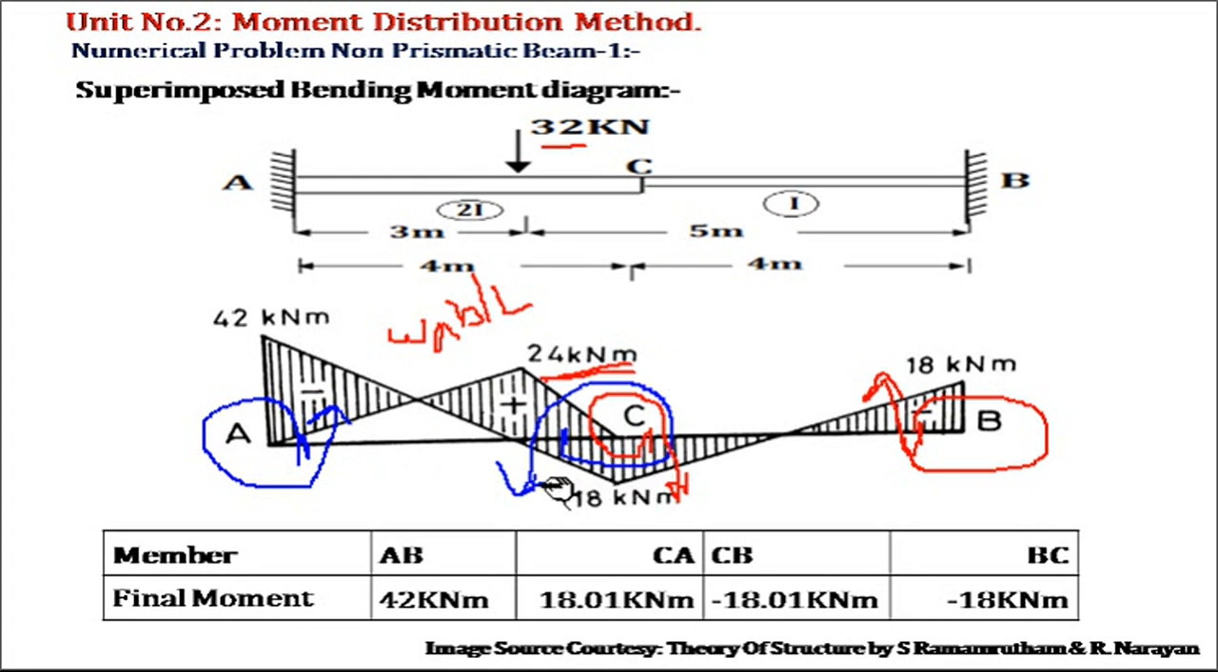So here we are superimposing the free bending moment diagram on the fixed bending moment diagram. So this diagram is called the superimposed bending moment diagram.